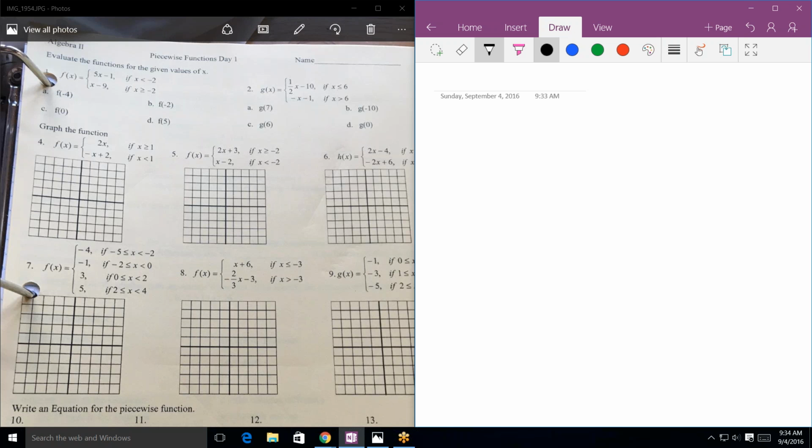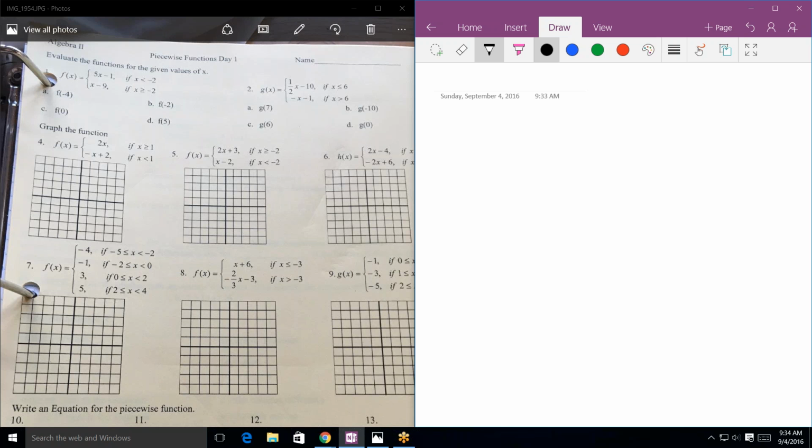Good. How about f of 0? You would use the second equation, so it'd be minus 9. And f of 5. You'd use the second equation, so it'd be minus 4. Good. Let's go to number 2. What is g of 7?